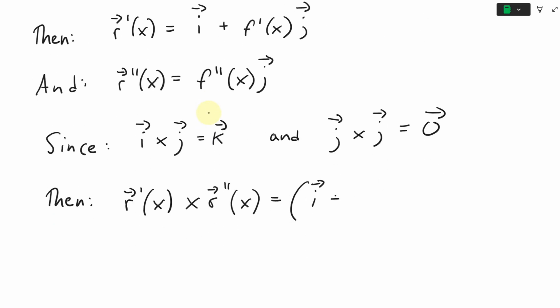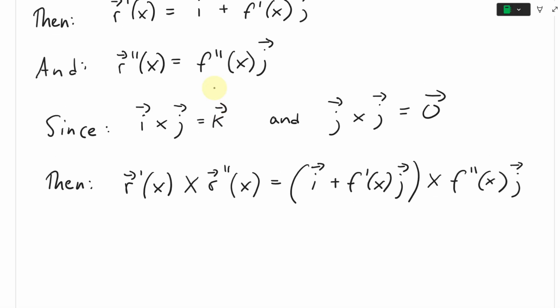So this is pretty interesting, using these standard basis vectors like that. Plus the vector f prime of x, j. And then cross with, well, the second derivative is just f double prime of x. I'll try to make the cross product symbol look different from the x, so I'll make it bigger. Okay, all right, perfect. And this f double prime of x is j. So again, it's a vector with no x component, or the x component is 0.